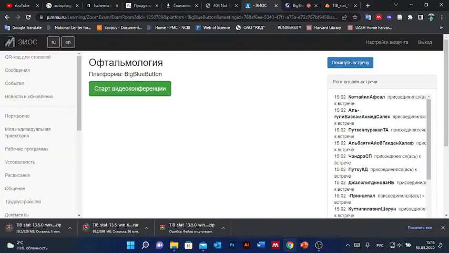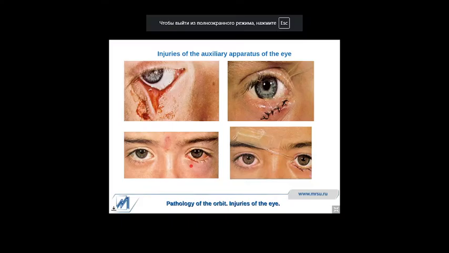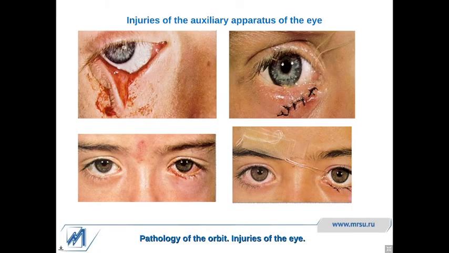Here in the picture you see a perforating wound of the lower eyelid. Here is the result of suturing this kind of rupture. On the lower pictures you see on the left the non-perforating wound of the lower eyelid and the result of treatment.